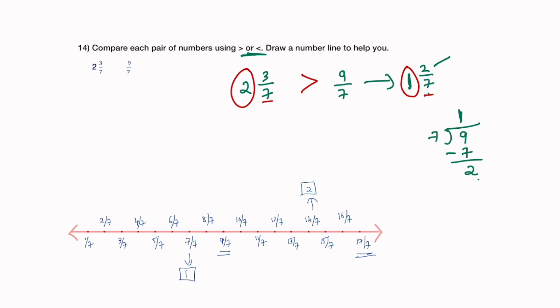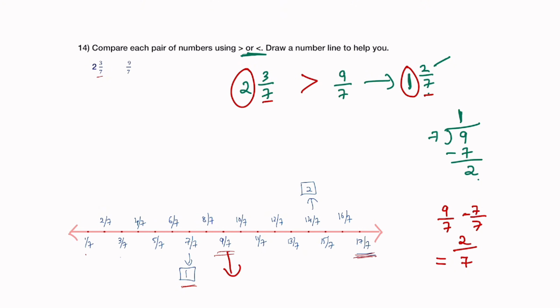And even if you look at the number line now, I started plotting from 1/7. So 2/7, 3/7, because the denominator is 7, right? So I went from 1/7, and this is where it comes to, 9/7. So I've already put a double line here to indicate this is the number that we are looking for. And this one here is 17/7.